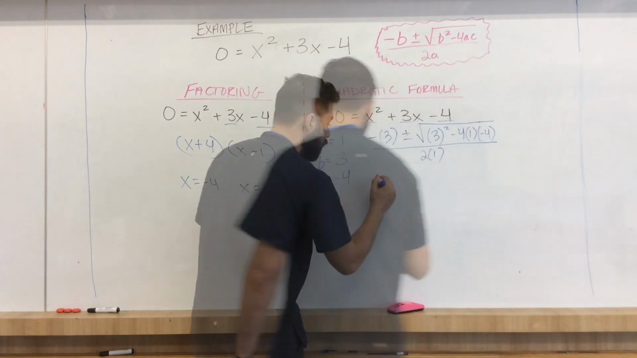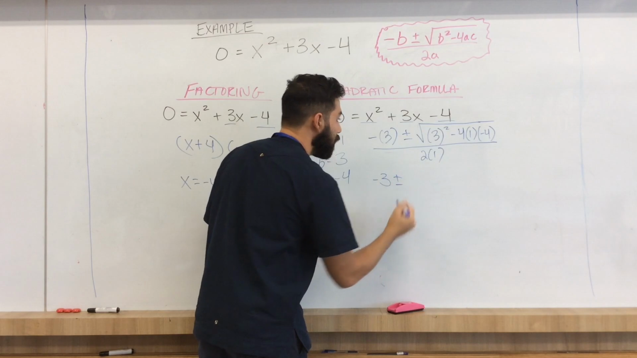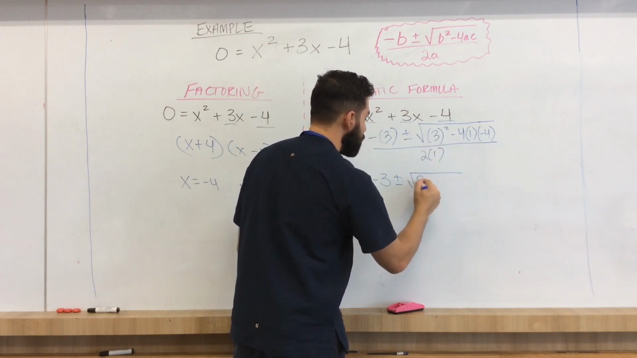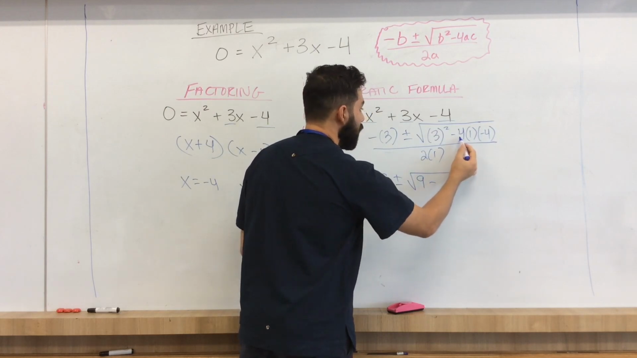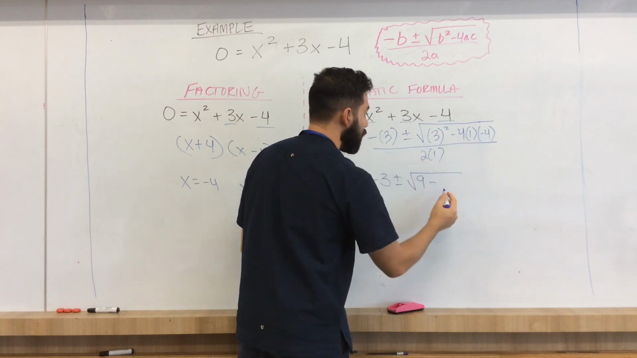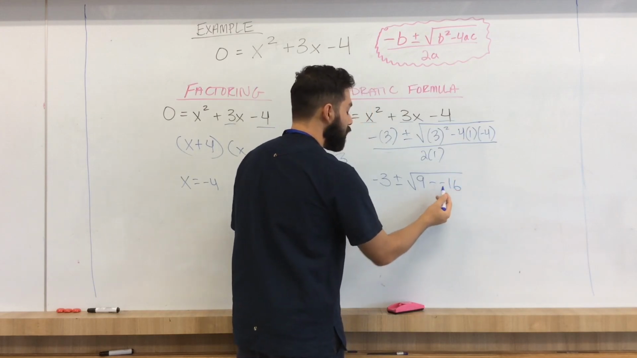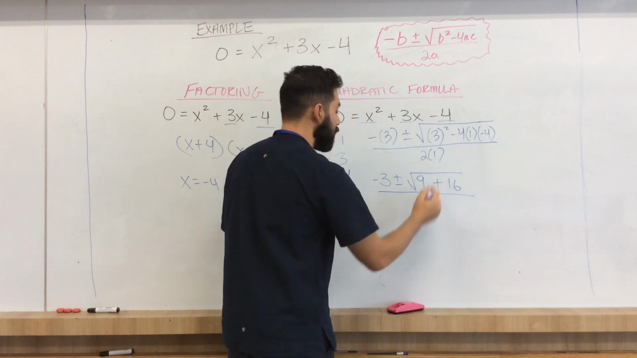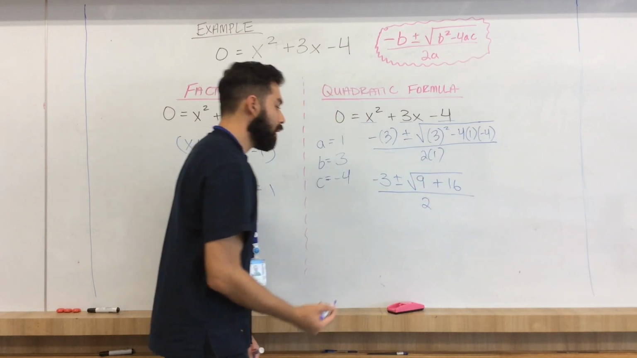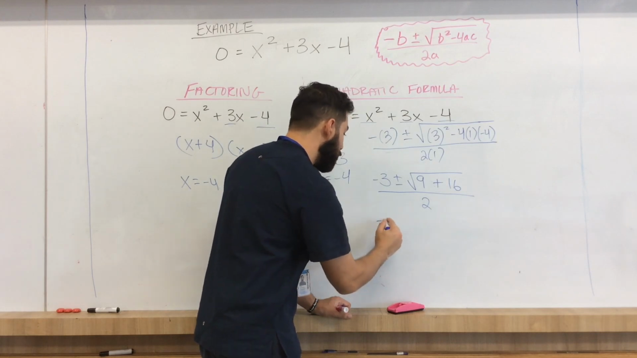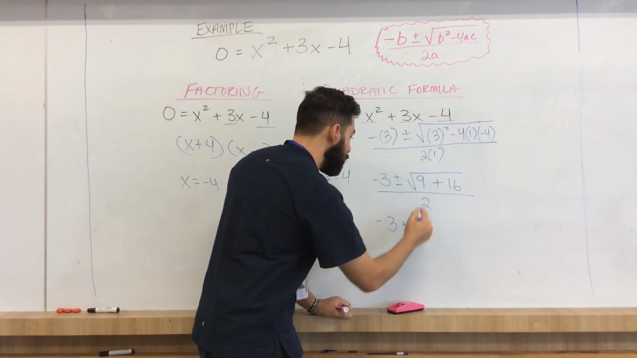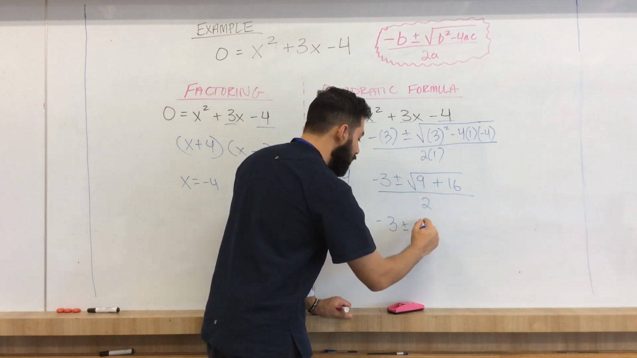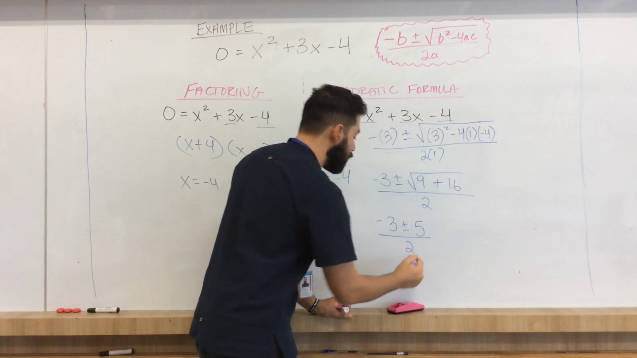I need to clean this up a bit. I'm going to have negative 3 plus or minus. Let's clean this square root up a bit. So 3 squared is 9, minus 4 times 1 times negative 4, which is negative 16. A negative and a negative is a positive, so I'm going to change that. All over 2 times 1, which is 2. Again, let's clean this up a bit more. So negative 3 plus or minus 9 plus 16 is 25. The square root of 25 is just 5, all over 2.